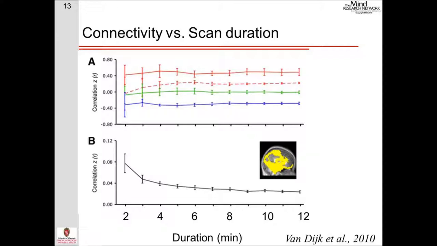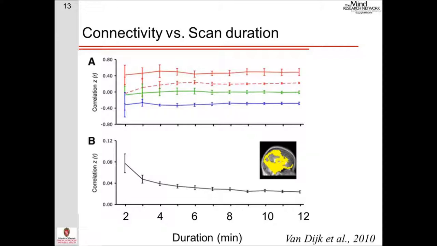But what this is looking at is how much data you need to get something that, say, looks like the default mode network or a motor network, as opposed to having a lot of other junk in areas that are not supposed to be connected. It's not really telling you how reliable the measure of strength of connectivity is from one session to the next. It's really just saying, is it connected or not?